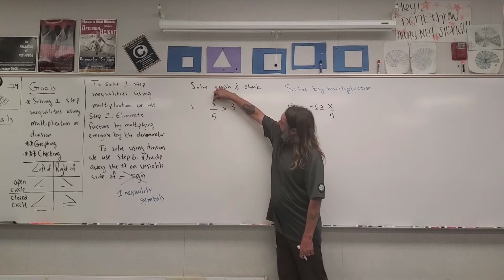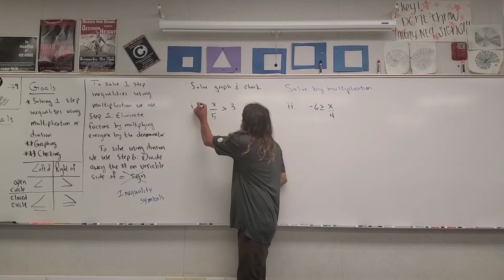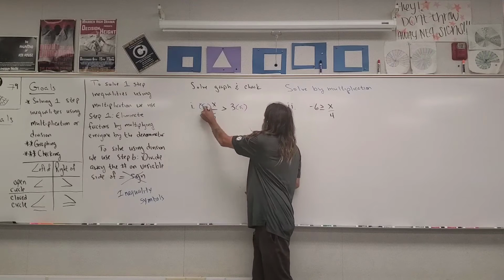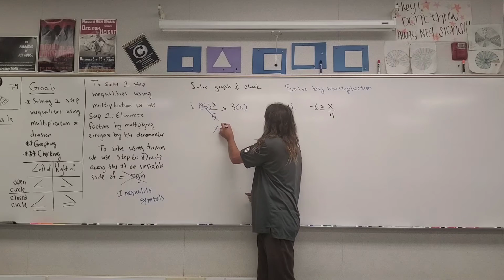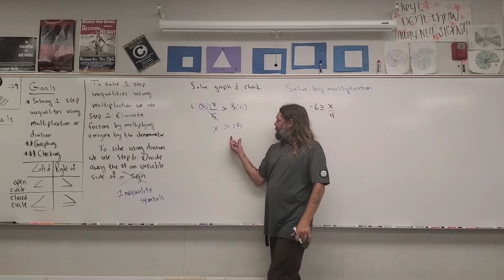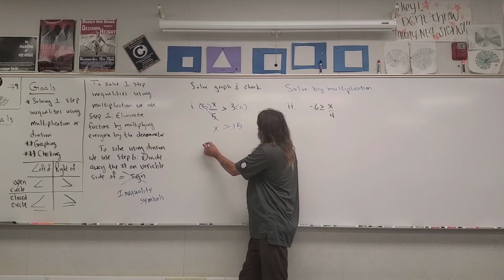I have one number on the left, one number on the right, so each number gets a 5. The 5s on the left cancel, and I'm left with x is greater than 15, or the shading is right of 15.